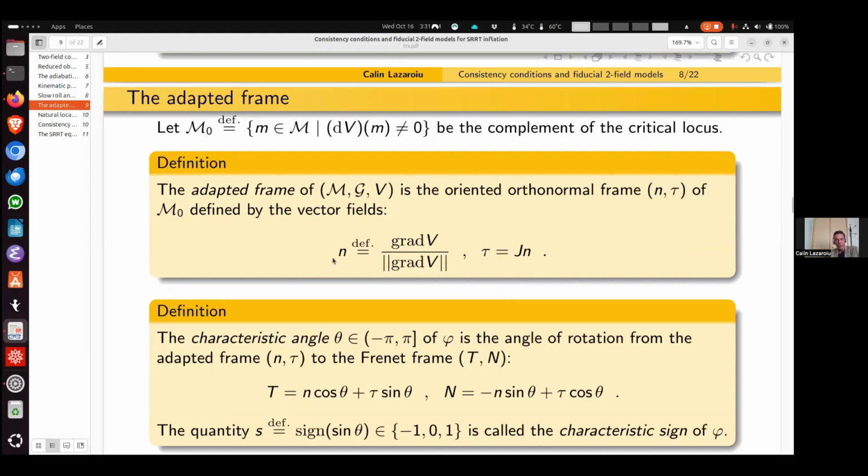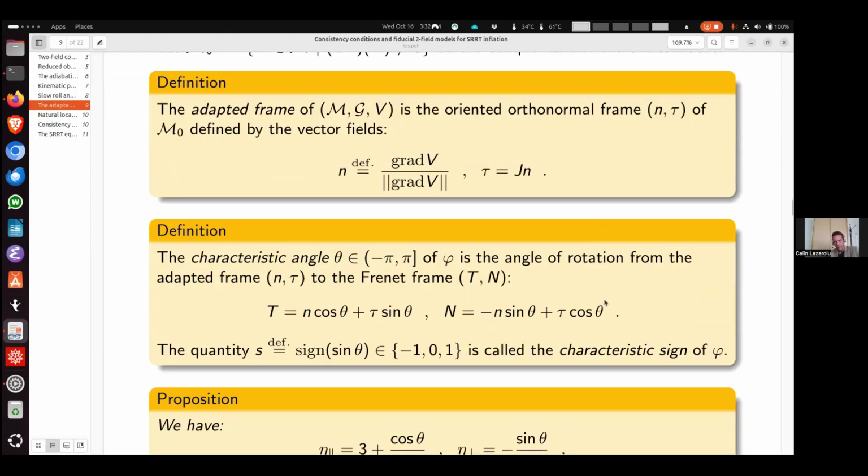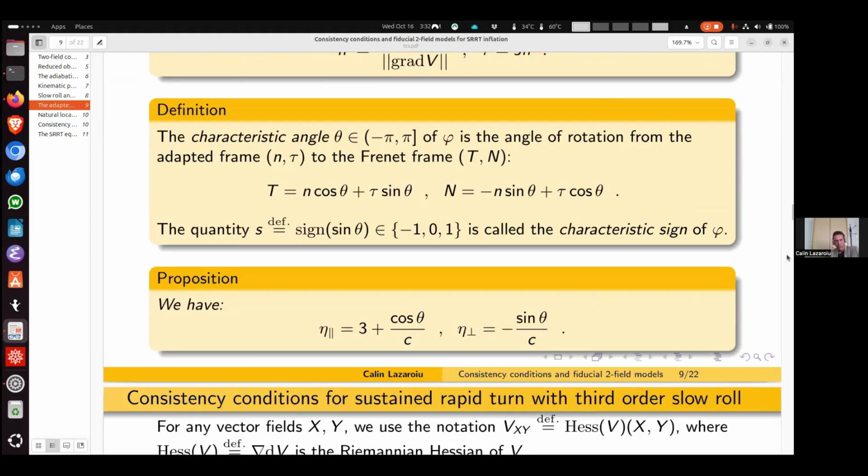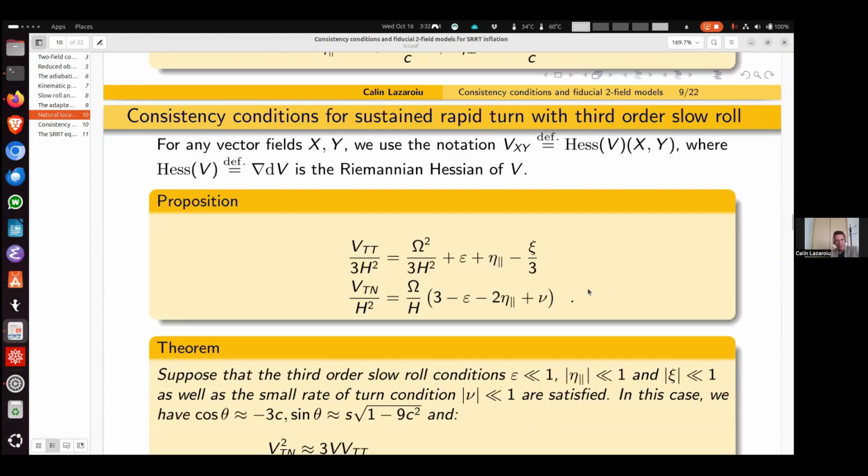The reason why I have to restrict to the non-critical locus is precisely to be able to define this normalized gradient vector field, because the gradient of V obviously vanishes on the critical locus. In order to avoid dividing by 0, having an expression which is essentially 0 over 0, I have to restrict to the non-critical locus of M. So this is a positively oriented orthonormal frame of the open submanifold M0, which is in general non-holonomic, so it doesn't come from a local coordinate system on M0. It's called the adapted frame of my scalar triple. There's something called the characteristic angle. I will jump over this since I have a bit of time pressure and it's not going to be very important.